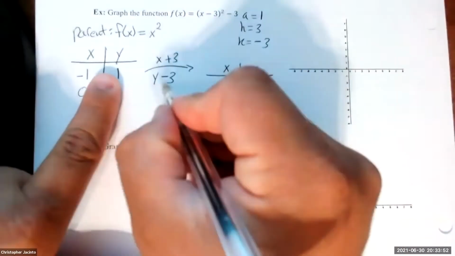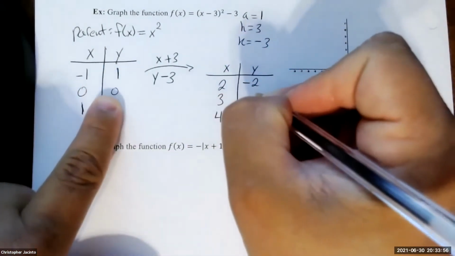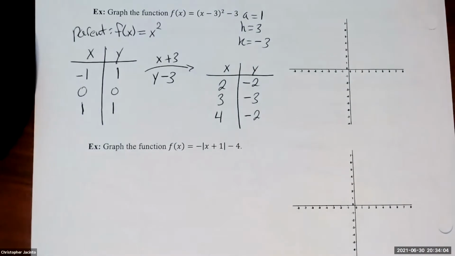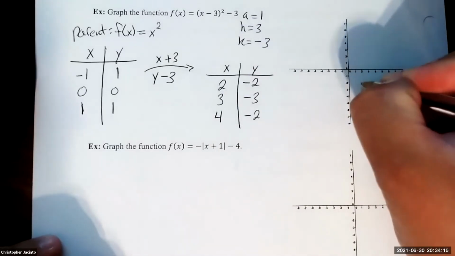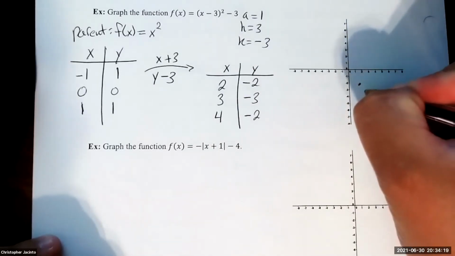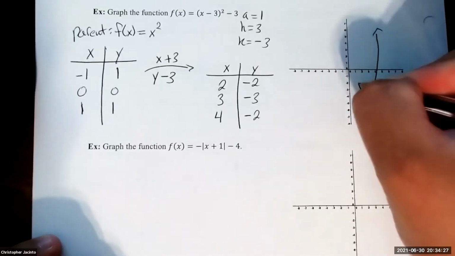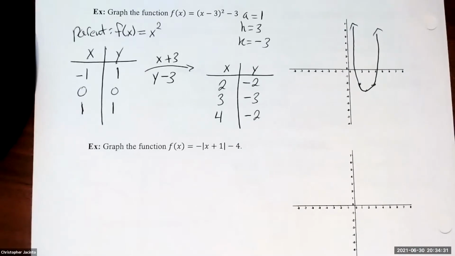Next up, Y's. 1 minus 3 is -2. 0 minus 3 is -3. And then 1 minus 3 is again -2. And now graph it and we're done. So 2 minus 2, 3 minus 3, and then 4 minus 2. And I know this is a parabola, so it looks like a U. And there we go. Questions there? Nope, comfortable? Okay.